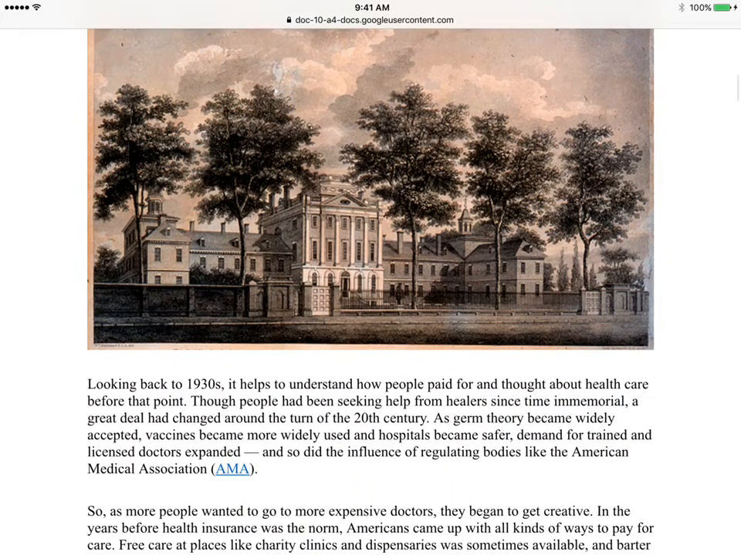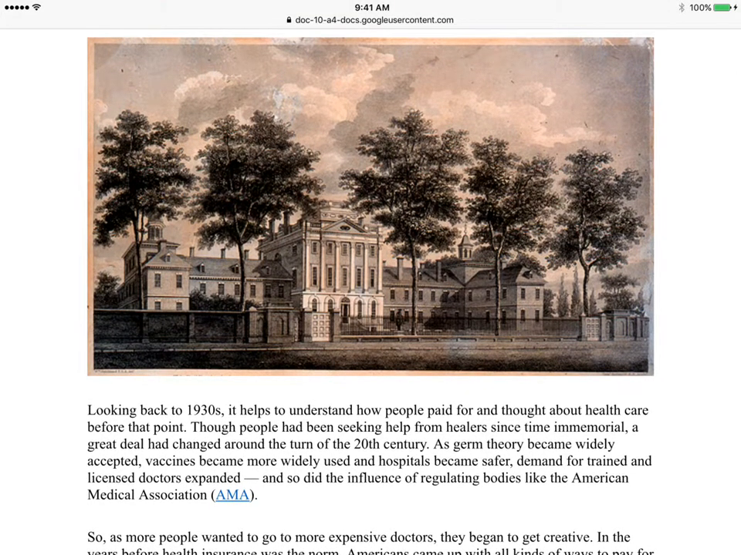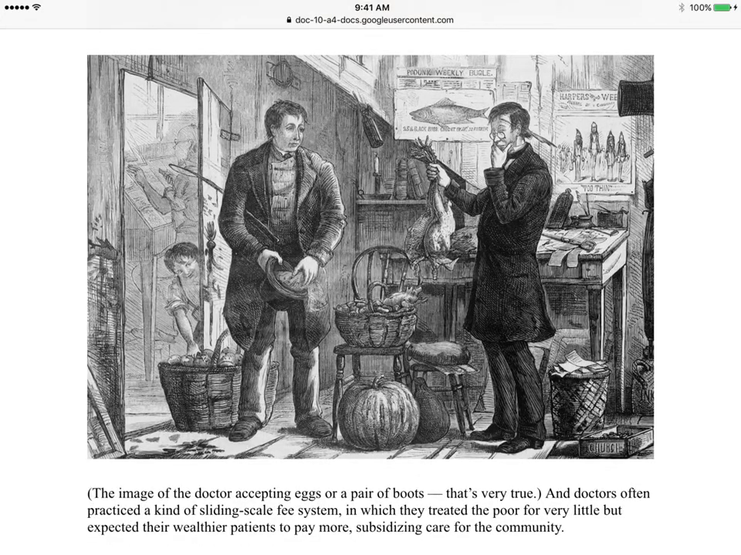In 1930, many people were beginning to understand that healthcare was making great strides and advances, in particular in terms of vaccinations. Hospitals were considered more safe, so there was a greater demand for services. So how do people pay for this at this point in time without health insurance? They had to get really creative. As a result, the image of a doctor accepting eggs, a pair of boots, or a bushel of potatoes for treatment was very true, and doctors often practiced this kind of sliding scale fee system in which they treated the poor for very little but expected their wealthier patients to pay more and subsidize the community.